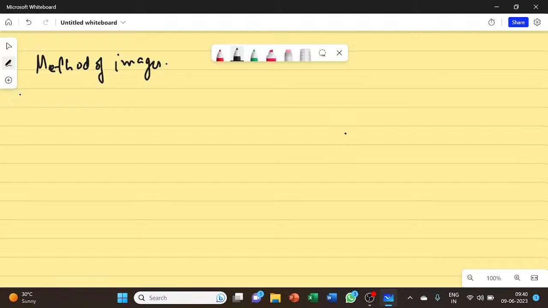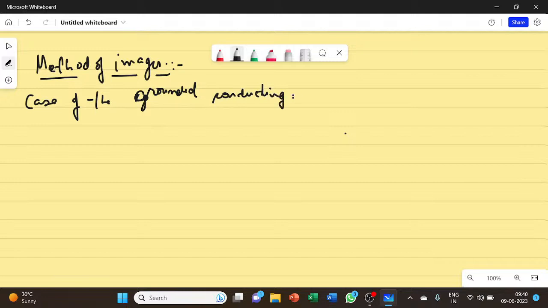Especially we are going to discuss one important case, which is the case of the grounded conducting sphere. Case of the grounded conducting sphere. This is what we are going to do today.